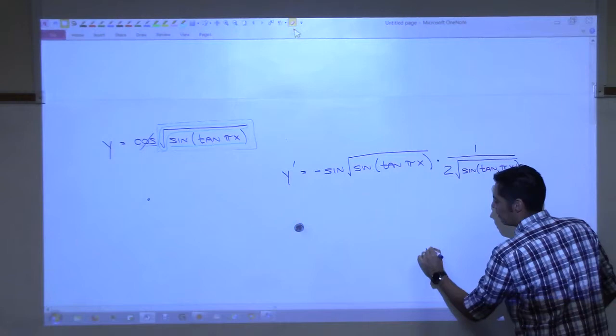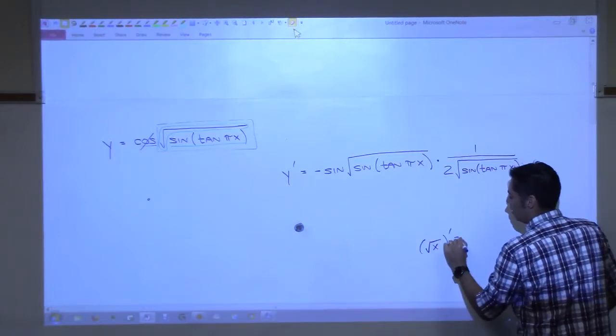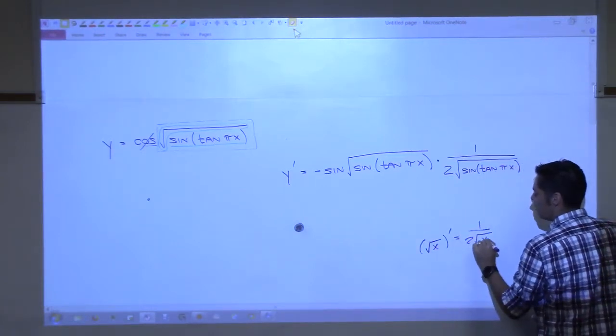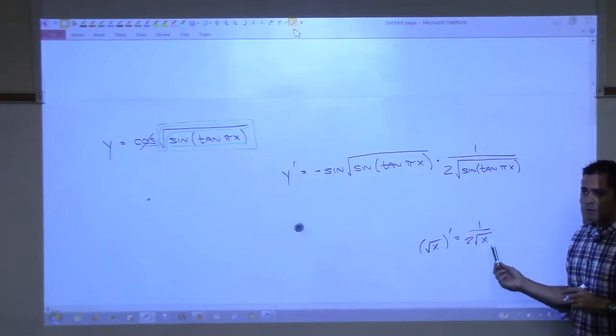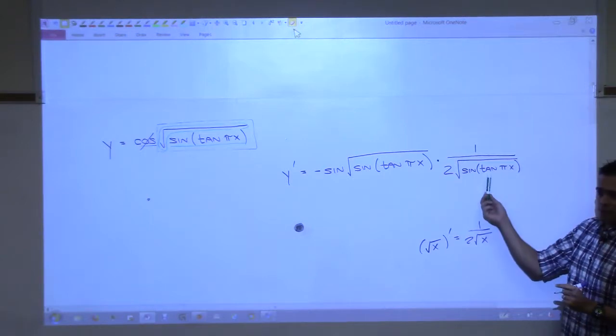So that just goes back, if you've forgotten, hopefully you have not, that the standard formula for the derivative of square root of x is something you need to memorize. It's 1 over 2 root x. Okay? I'm using that to get this.